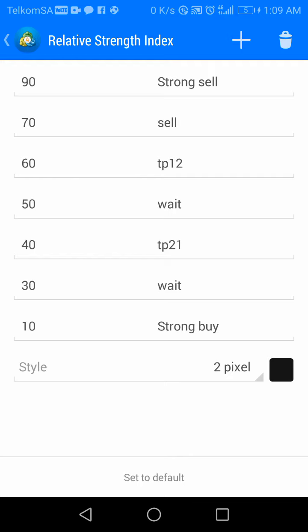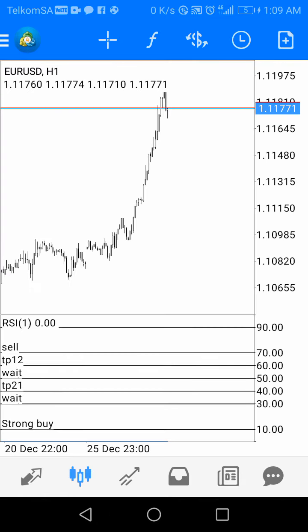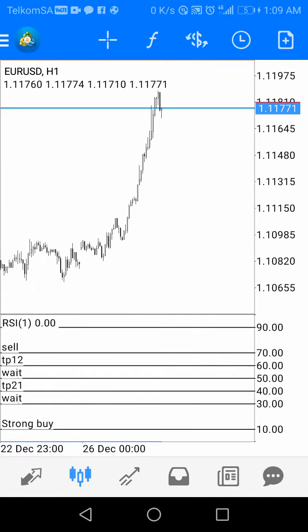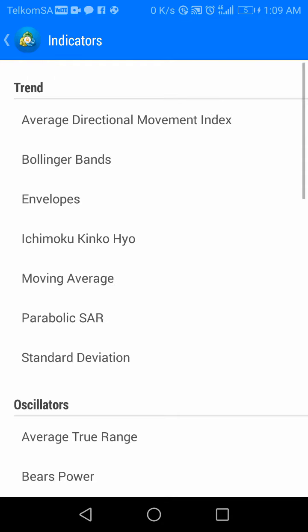So make sure your style is 2 pixels and the color is black. So this is how it's gonna look when you edit. So these are the levels, and the second indicator that we're gonna add is the moving average.